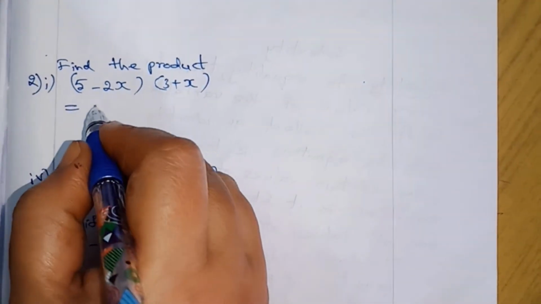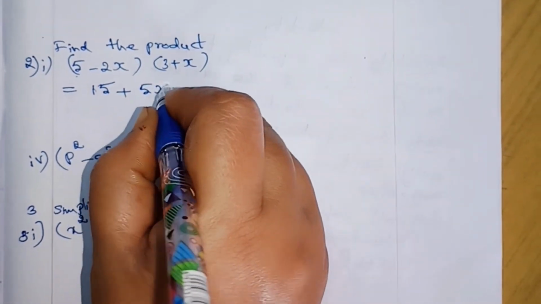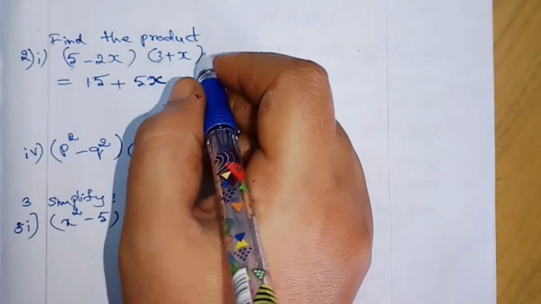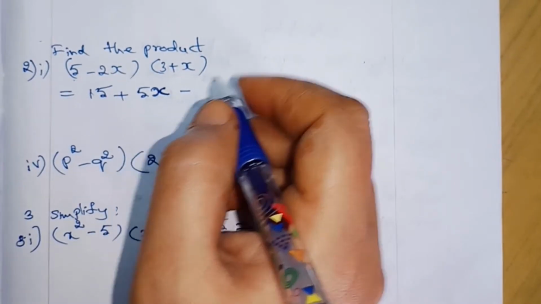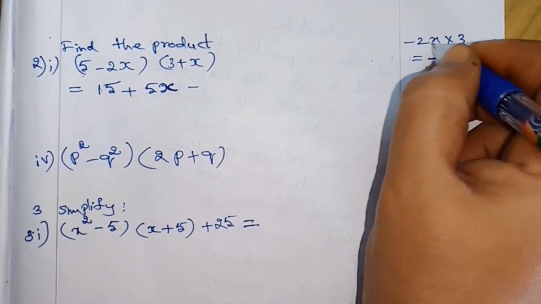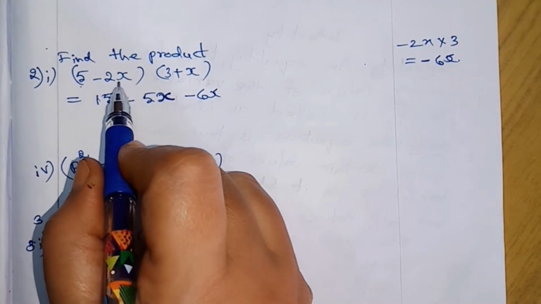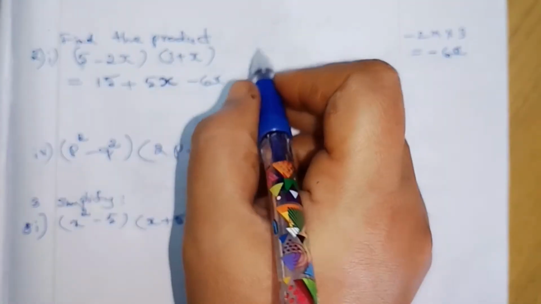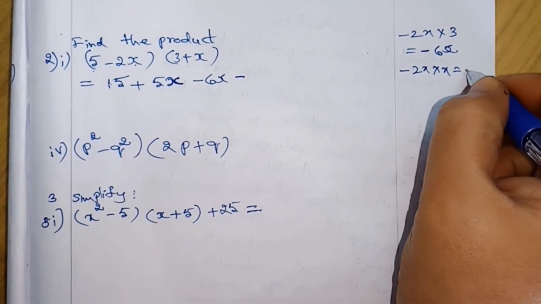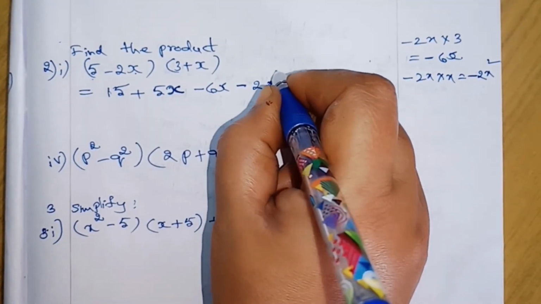5 3s are 15, plus 5 into x is 5x. Minus 2 into 3, 2 3s are 6. So minus 2x into 3 is, minus into plus is minus, 3 2s are 6, it is 6x. Minus into plus is minus 2x into x. Minus into plus is minus 2. X into x is x square. So it is minus 2x square.